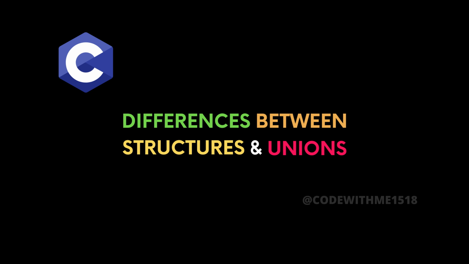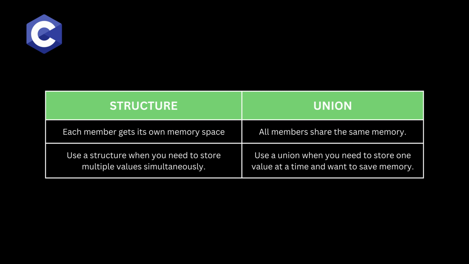Now let's discuss the differences between structures and unions. 1. Memory usage. In a structure, each member gets its own memory space. In a union, all members share the same memory. 2. Usage. Use a structure when you need to store multiple values simultaneously. Use a union when you need to store one value at a time and want to save memory.